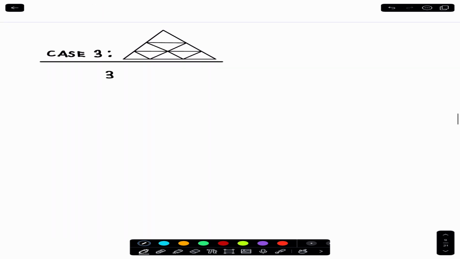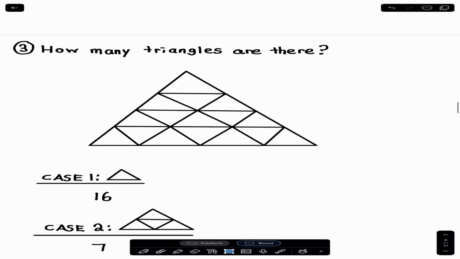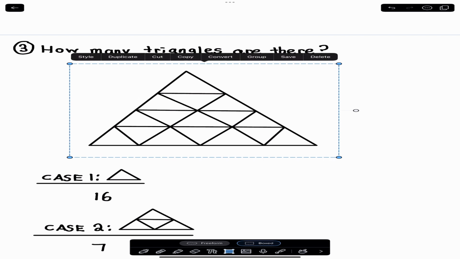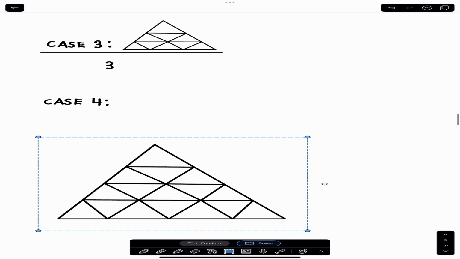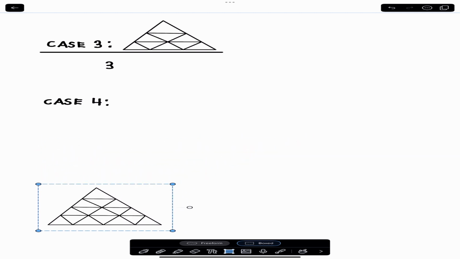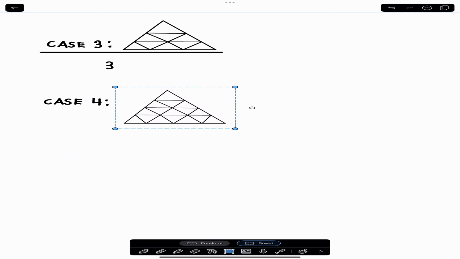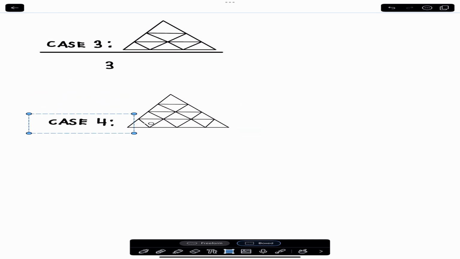And then the final case, and we know this is the final case because we can't get any bigger than this one. The final case is actually just this triangle itself. So you can see just the largest outline here. There's only one of those.